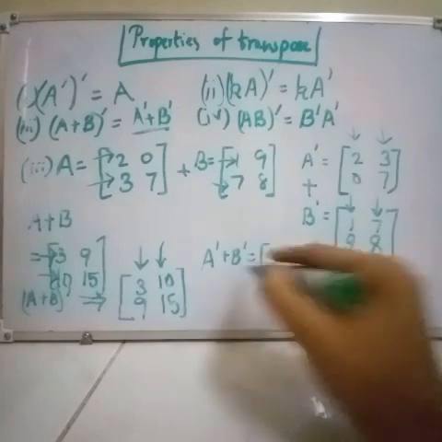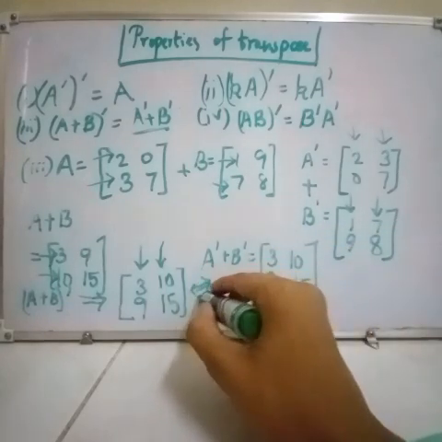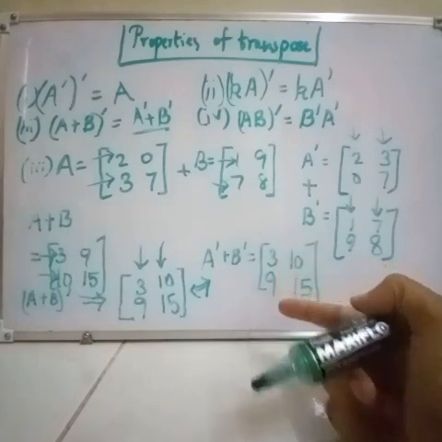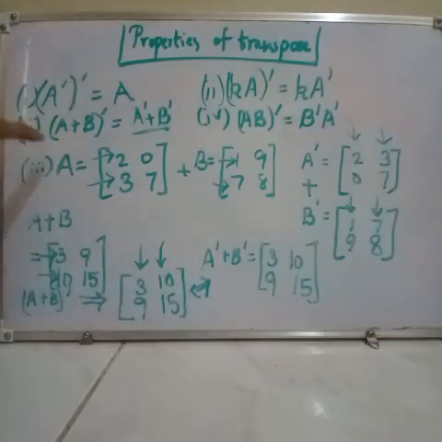If you compare, both these matrices are equal. This is equal to this. So this proves the third property.